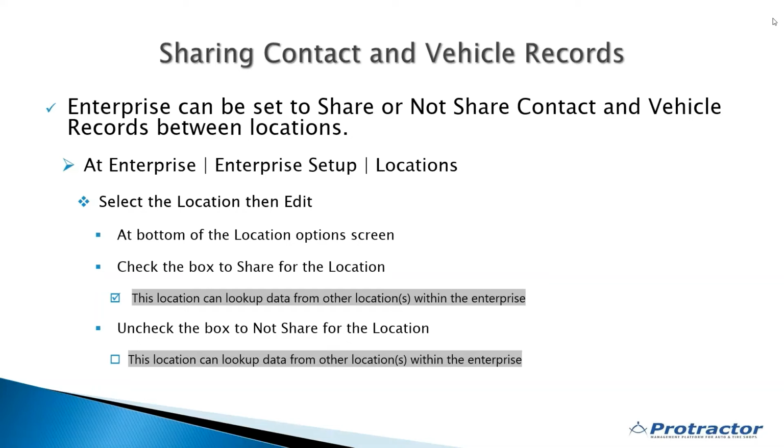Sharing contact and vehicle records. Enterprise can be set to share or not share contact and vehicle records between locations. So at the Enterprise itself, we go to Enterprise Setup, Locations. We select the location we want to edit.